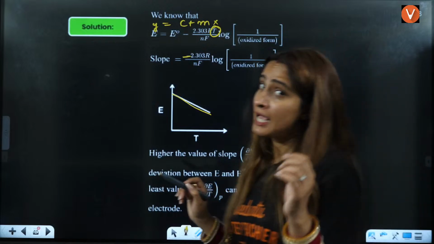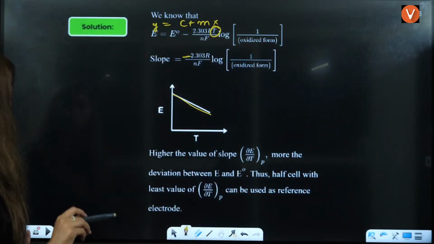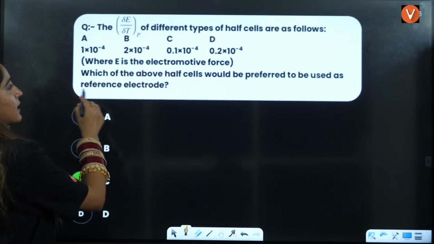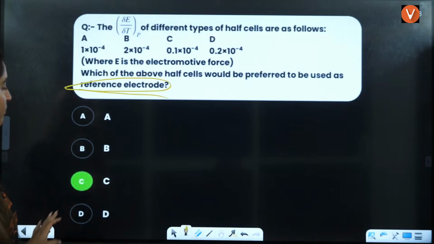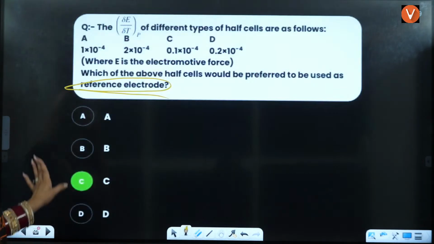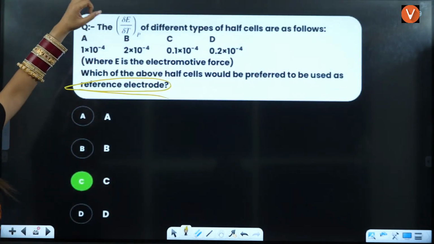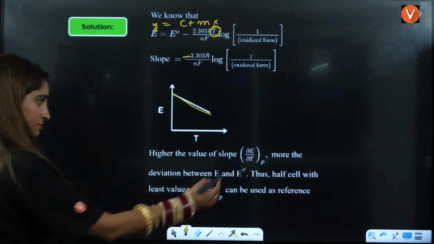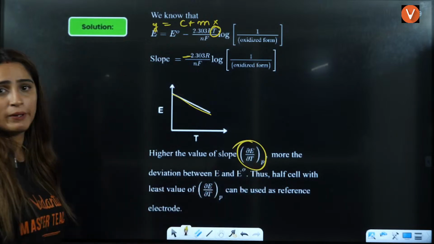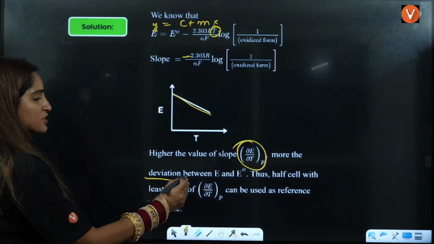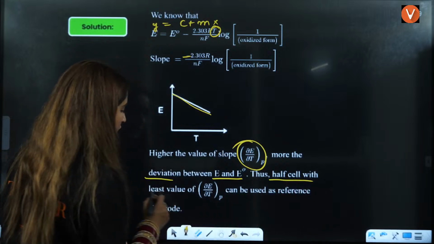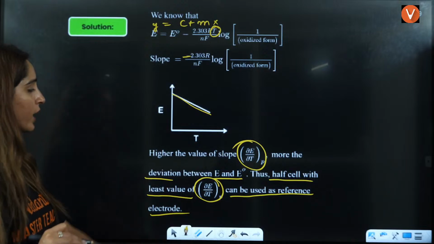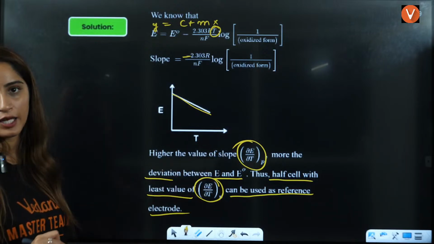So they are asking you which of the above half cells will be preferred for use as reference electrodes, right? If you talk about the different types of half cells as follows, then with respect to temperature this value should be the least. The more the deviation between E and E naught, the half cell with the least value can be used as the electrode, okay? So we have to find the least value here, right?